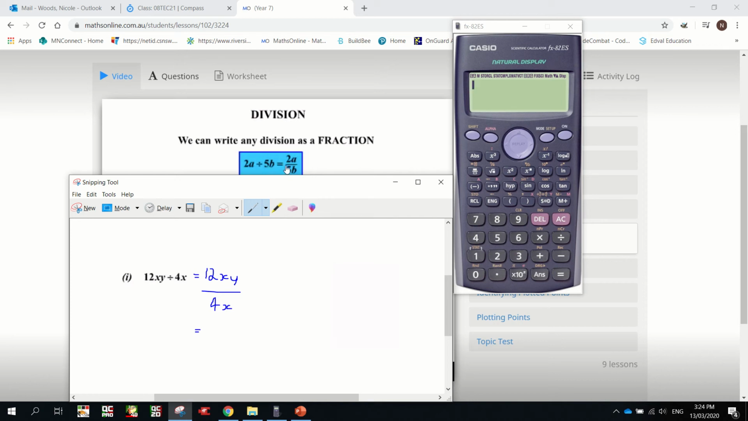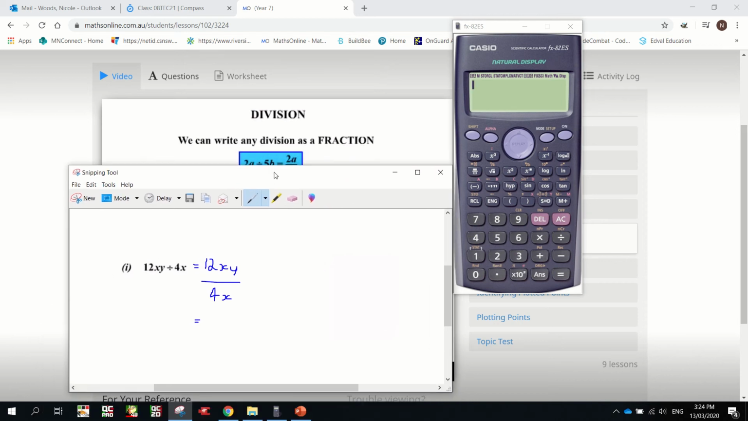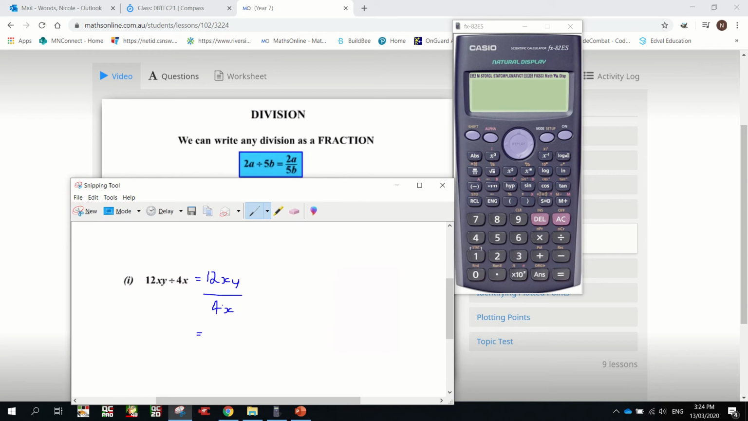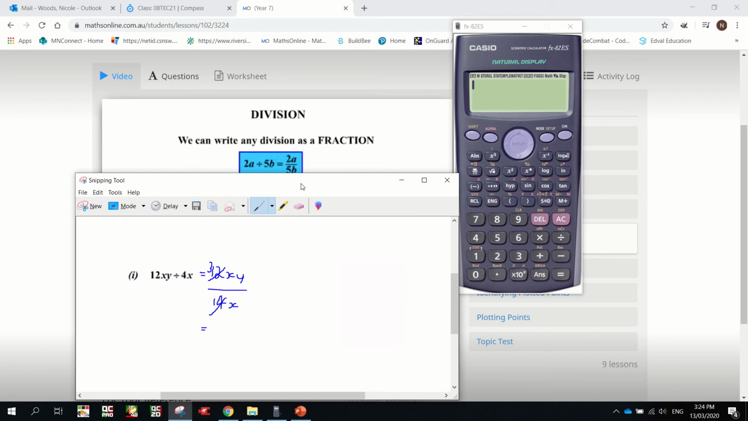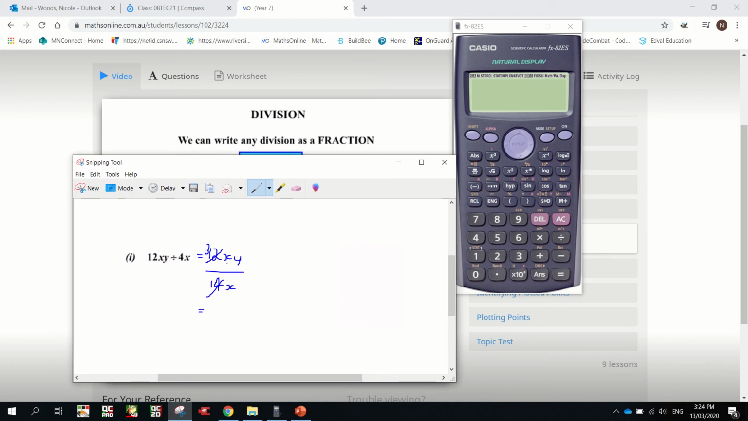equals, well, the rule says cancel the numbers first. All right, so how many times does 4 go into 4? Once. How many times does 4 go into 12? 3. Okay, that's step 1 done. The next step, it says then do the letters. So this is called cancelling. If there's a letter that's in the top and the bottom, they cancel each other out. So there's 1x there and there's 1x there. They're both gone.